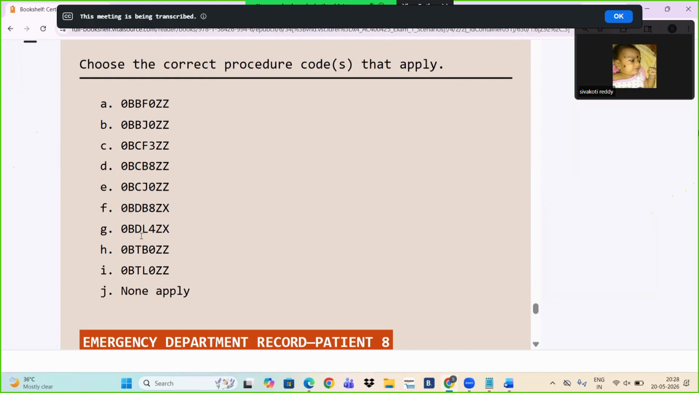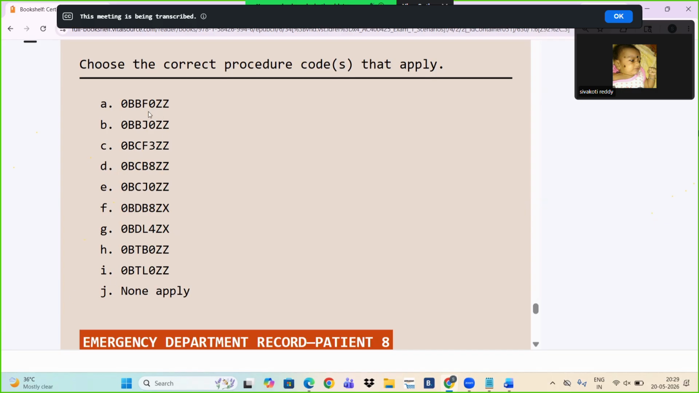I'm showing the PDF format, but in the actual exam we will get a bubble beside the option, and we need to select the bubble. It was a PDF, so it was not showing bubbles. I will show in real time how we will get it in the exam. We will get an option beside the code, and we need to select the option. So now, do we have the procedure in the document or not? We have the procedure: the left lung was completely removed. So none apply, we don't get.